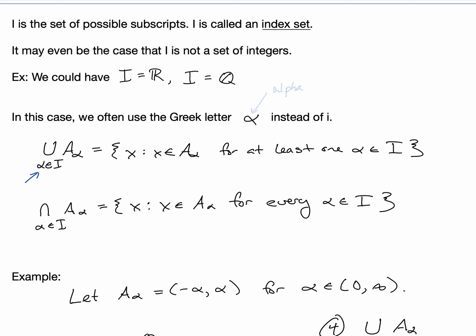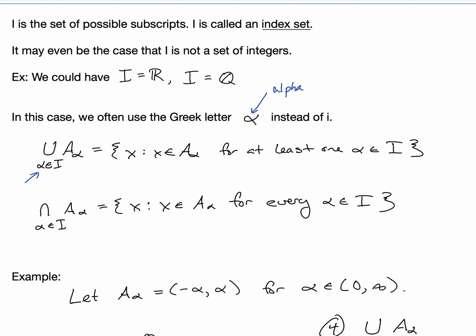So if we look at this notation, we'd use alpha in the index set I. The union of the A alphas is the set of X such that X is in A alpha for at least one alpha, and again, the intersection is the set of X such that X is in A alpha for every alpha. So this is the Greek letter alpha.